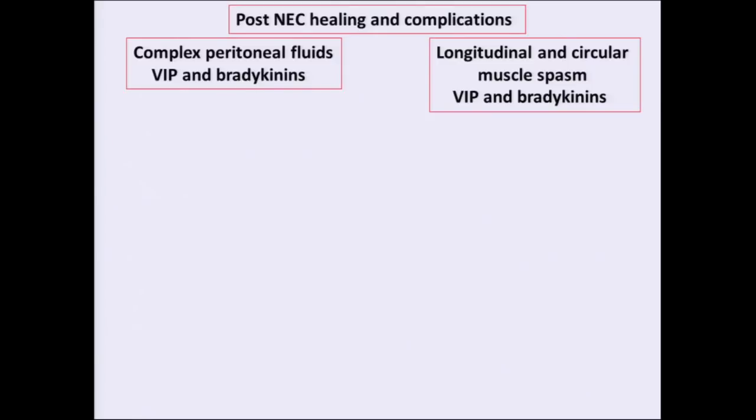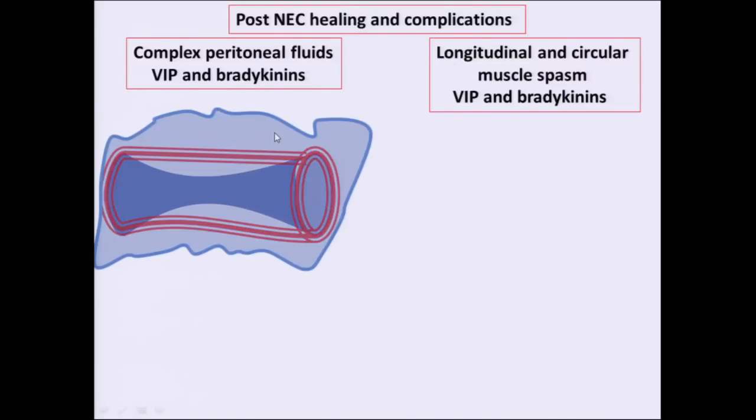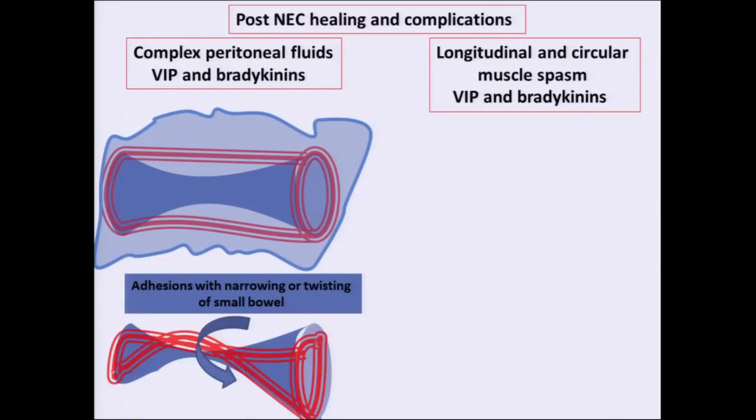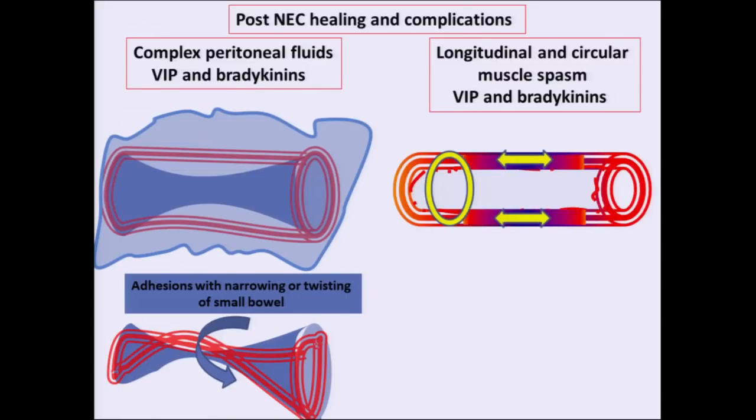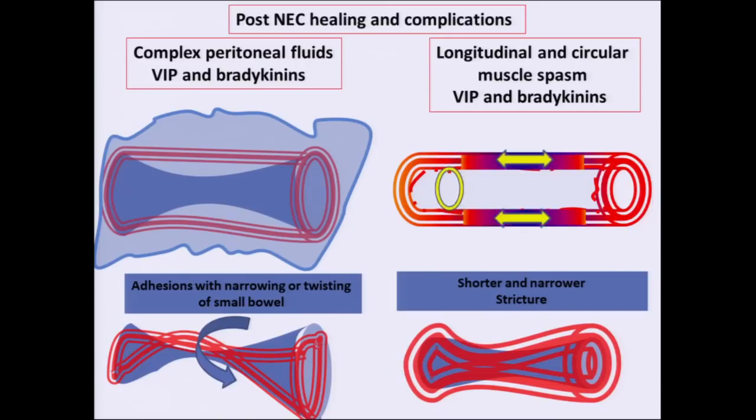Post-NEC healing and complications: the peritoneal fluid might be helpful in healing, but it might also cause significant adhesions and narrowing, twisting of the walls, and can cause obstruction later on. Longitudinal and circular muscle spasm: as I mentioned before, there are two layers of muscles in the bowel, a longitudinal layer and a circular layer, and both of them will spasm during the acute stage as the effect of bradykinin. That helps approximate the healthy parts together. So you have an area in the middle which is unhealthy or necrotic. The spasm of the longitudinal muscle approximates the healthy parts for healing, and the circular part also helps healing. But that might end in shortening of the bowel and narrowing and stricture later on. So it's helping in healing, but might cause a stricture and complications later on.